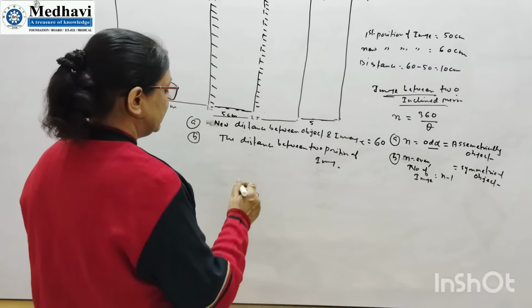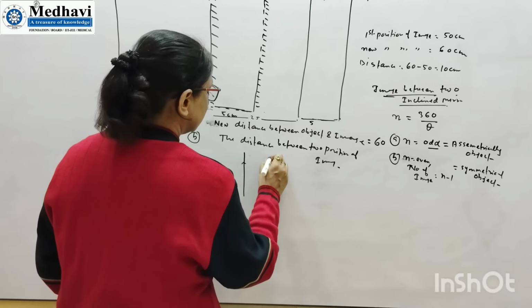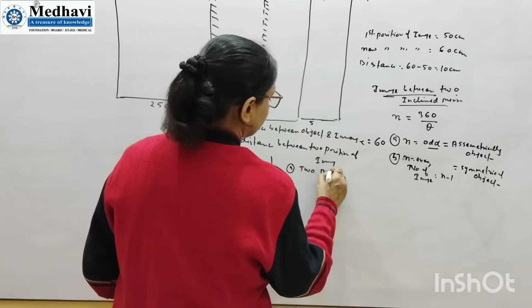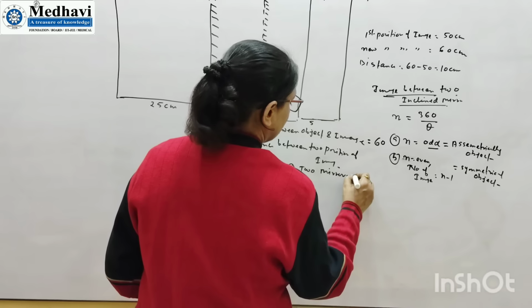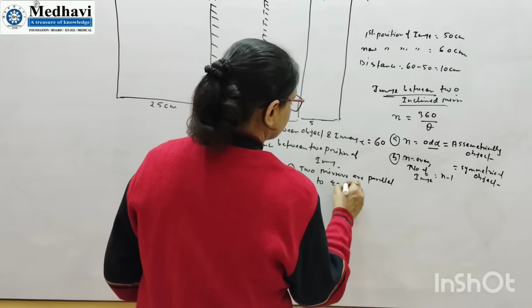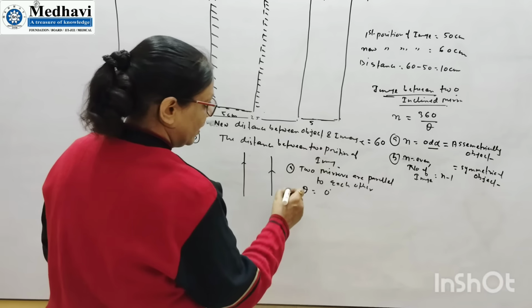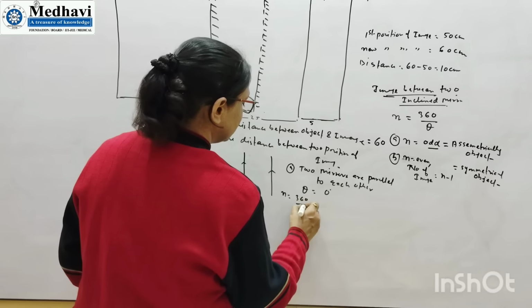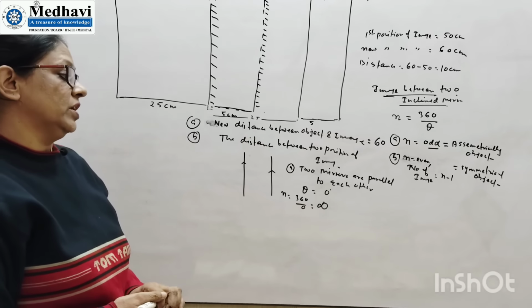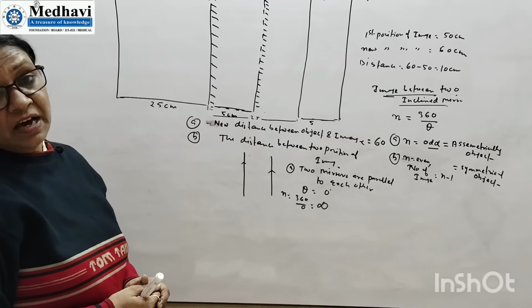Second information, a very, very important one: if two plane mirrors are parallel to each other, then theta is equal to 0 degree. So n is equal to 360 by 0, that is infinite. An infinite number of images are produced here. That type of mirror arrangement we see in the barber shop.